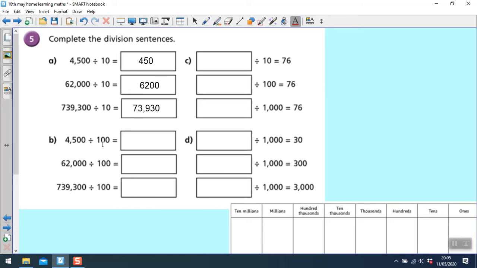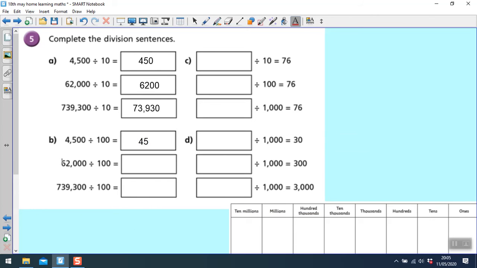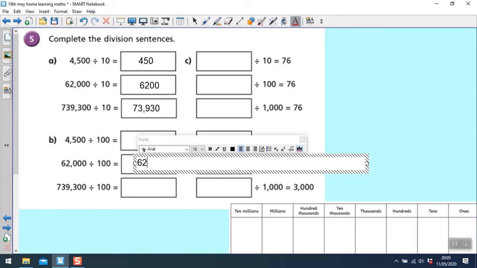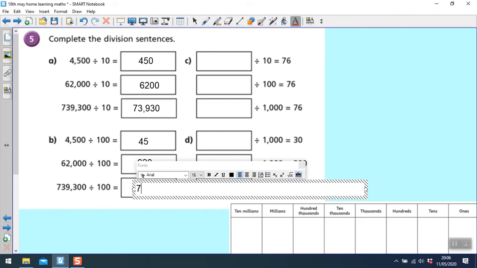4,500 divided by 100. Now we're going to move 2 places to the right. That's 4,000. It's going to move 2 places to the right and become 4 tens. That's 45. 62,000. This is the 6 tens of thousands. If you look at tens of thousands here, 2 places to the right is going to become hundreds. So 620. 739,300. This is hundreds of thousands. If you divide by 100, you're moving it 2 places to the right. It's going to be 7,000s. 7,393.